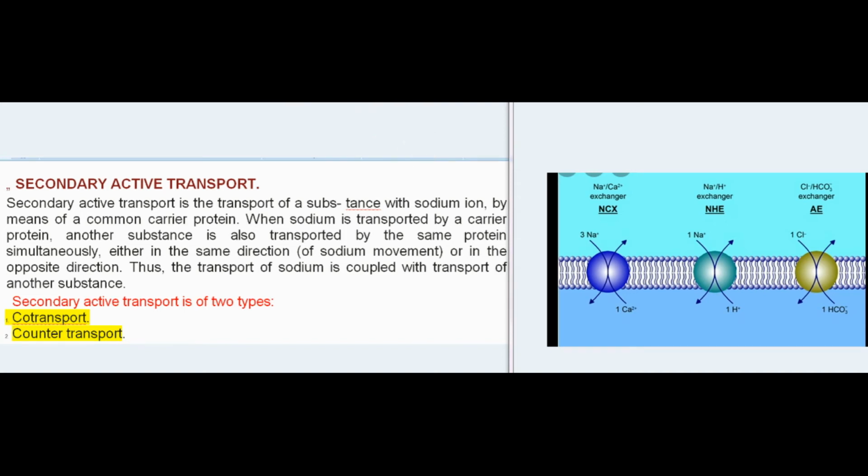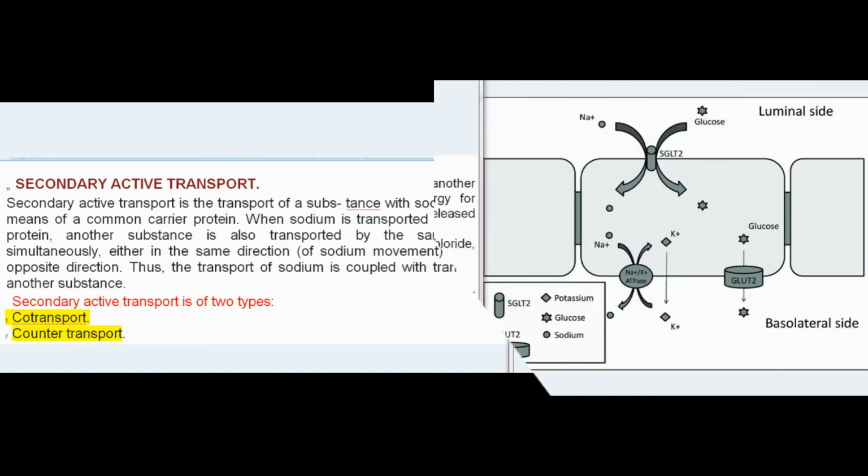Secondary active transport. Secondary active transport is the transport of a substance with sodium ion, by means of a common carrier protein. When sodium is transported by a carrier protein, another substance is also transported by the same protein simultaneously, either in the same direction of sodium movement, or in the opposite direction. Thus, the transport of sodium is coupled with transport of another substance. Secondary active transport is of two types: cotransport and countertransport.